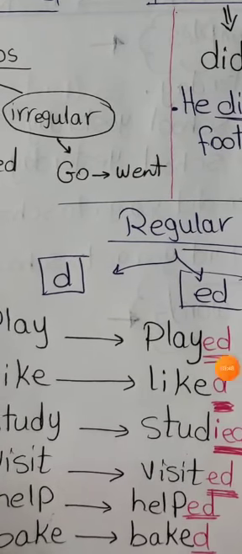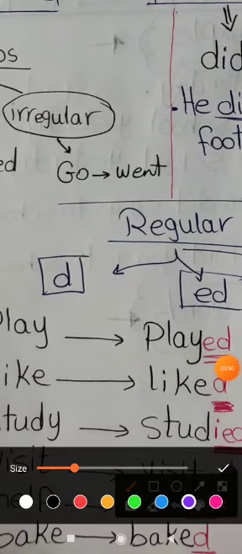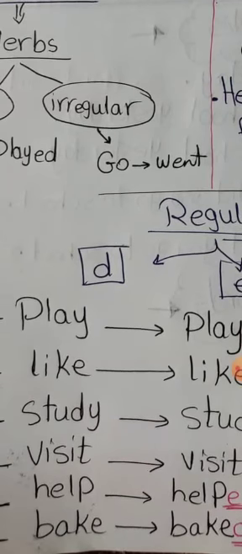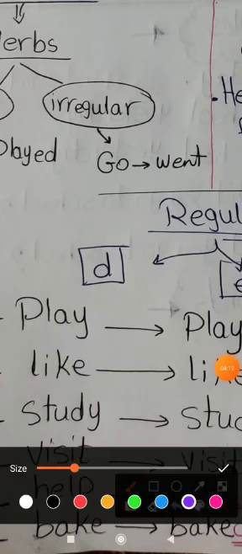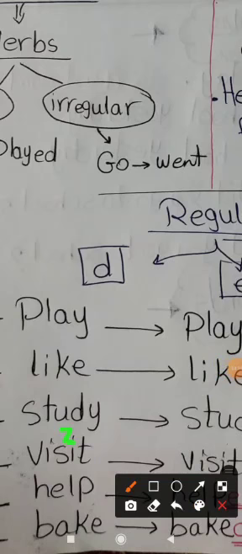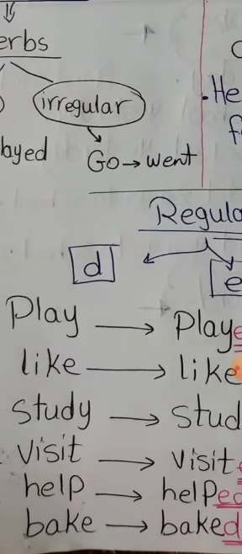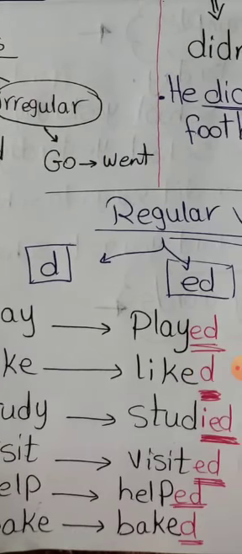قبل الy دي إيه؟ Is the letter before Y a vowel or a consonant? Consonant, من حروف الساكنة, مش من الخمس letters، مش A E I O U. فأنا I will remove Y, because Y doesn't like consonant, فأحط بدلها I E D. Visit, يزور. The S here is pronounced like Z. It will become visited. Help, help. It will become helped, okay?